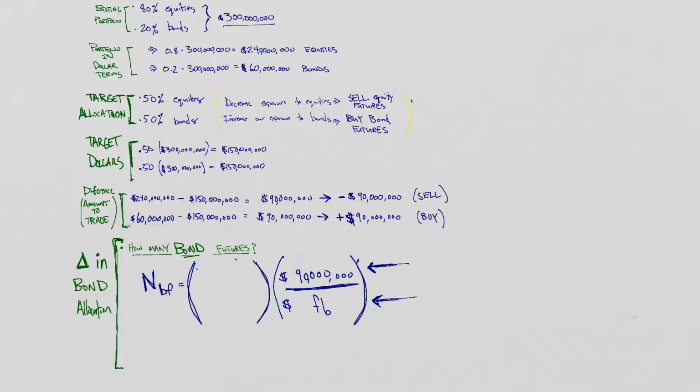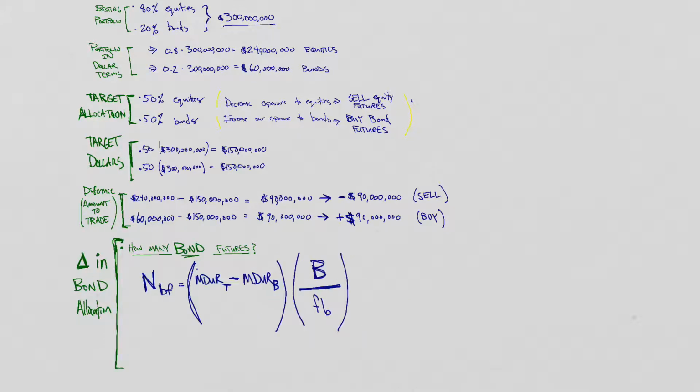So our general formula looks something like this. It's the amount of bond exposure on a dollar basis we're trying to increase or decrease, in this case increase, divided by the dollar size of a single futures bond position, but scaled by the difference between the modified duration of a target portfolio and the modified duration of our existing portfolio, divided by the modified duration of the futures contract itself.